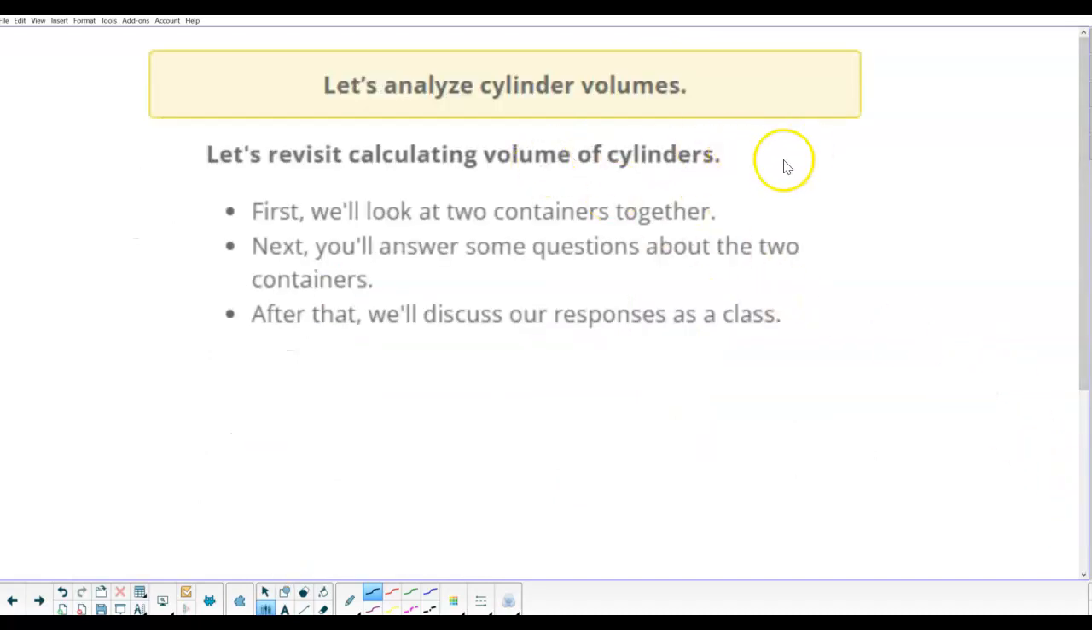All right, so our goal here is we're going to analyze cylinder volumes. We're going to look at revisiting the volume of cylinders. What we're going to look at is two different containers. You're going to answer some questions, and we'll have a quick little discussion based off of the outcome.